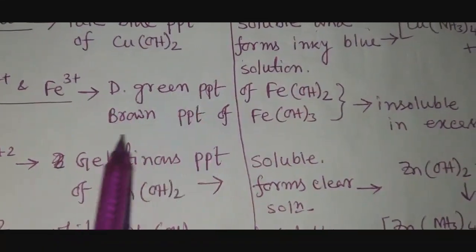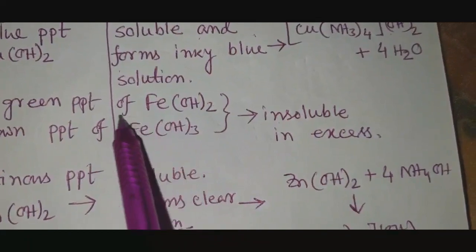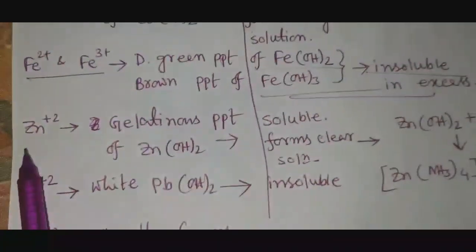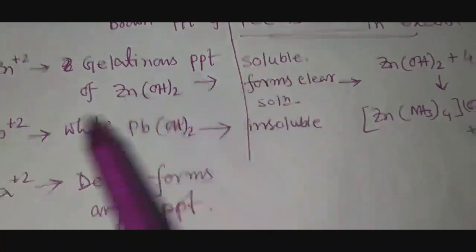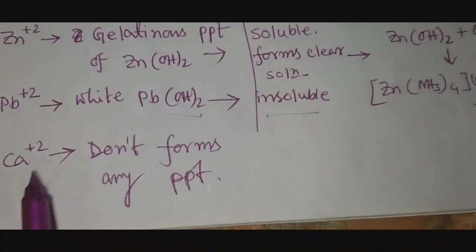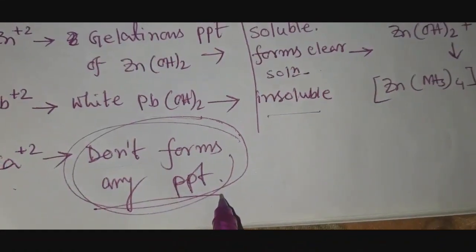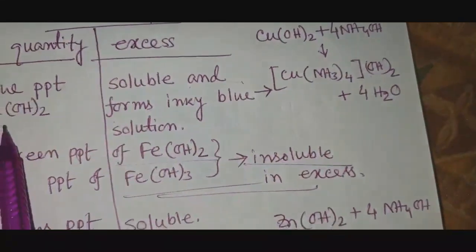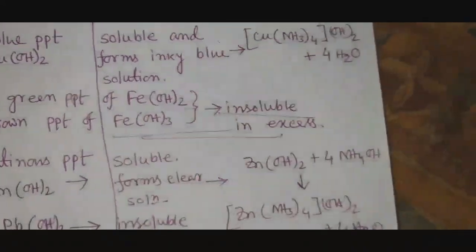Ferrous and ferric, dirty green precipitate and brown precipitate, both are insoluble. If it is insoluble, then same with the previous one. Zinc, gelatinous white precipitate, also soluble. Lead, white precipitate, insoluble. And calcium doesn't react at all, so doesn't form any precipitate. Now whenever this copper hydroxide and this zinc hydroxide become soluble in excess, how do they react?